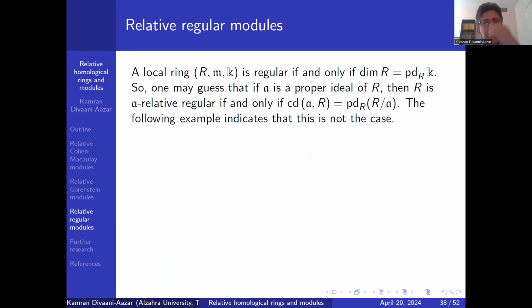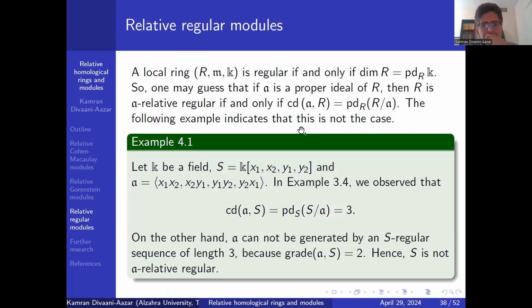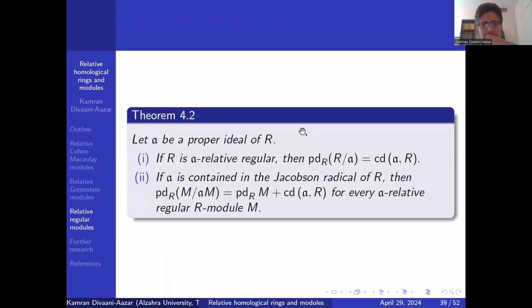Next, in this section, we will be focusing on Gorenstein A-relative regular modules. Let's skip this example. We have here a nice theorem: if R is A-relative regular, then we have this nice equality. This is the analog of the fact that for a local regular ring, the dimension of the ring is the same as the projective dimension of the residue field.